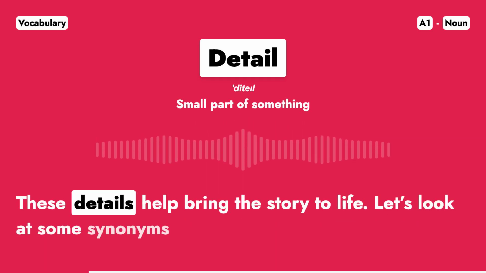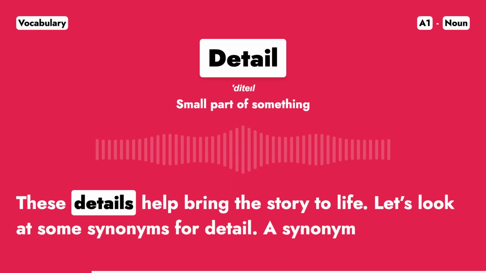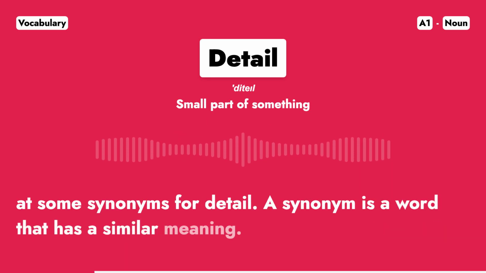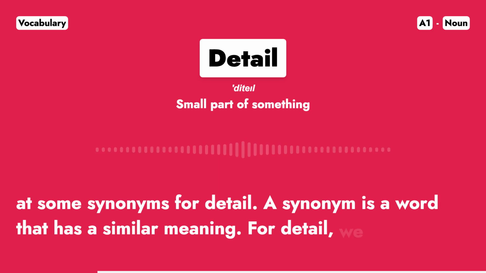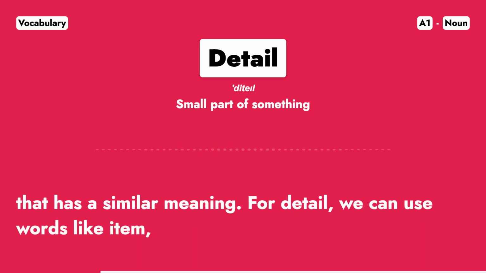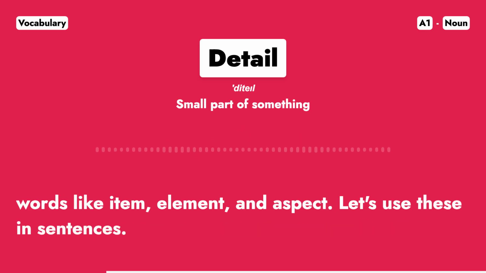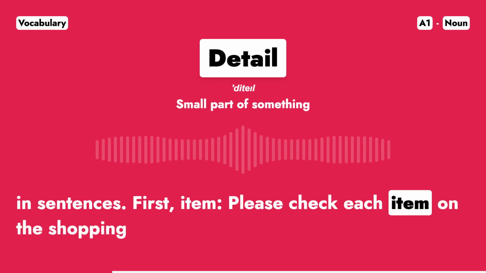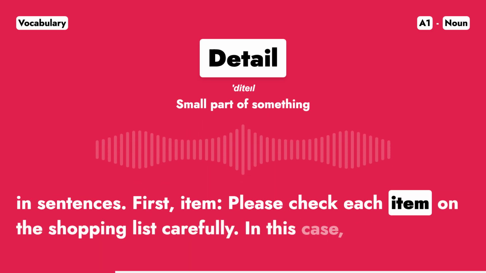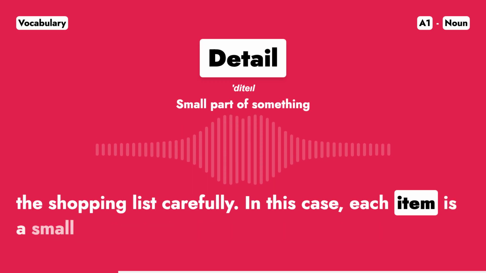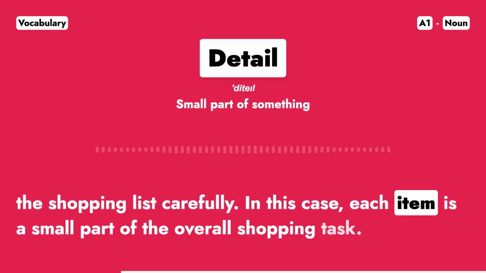Let's look at some synonyms for detail. A synonym is a word that has a similar meaning. For detail, we can use words like item, element, and aspect. Let's use these in sentences. First, item. Please check each item on the shopping list carefully. In this case, each item is a small part of the overall shopping task.